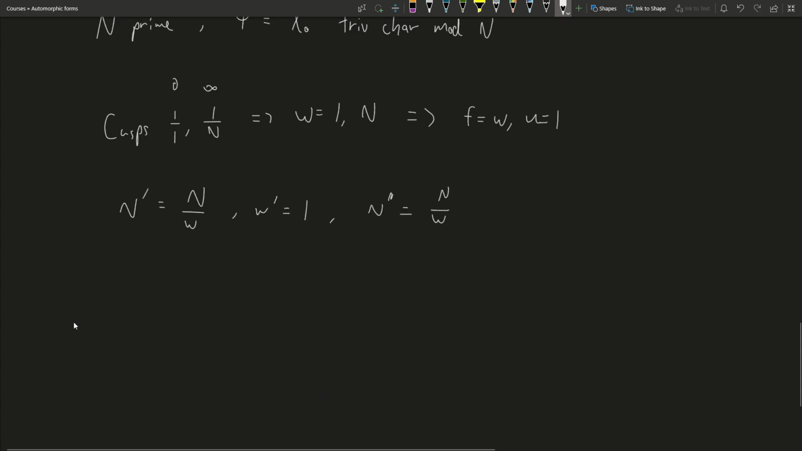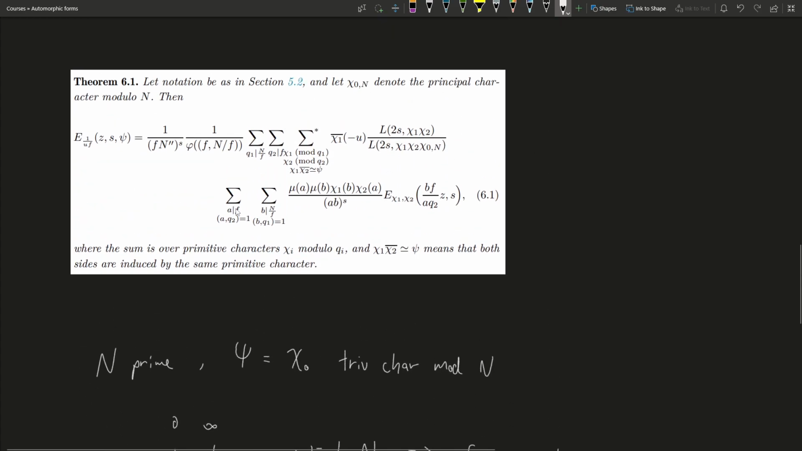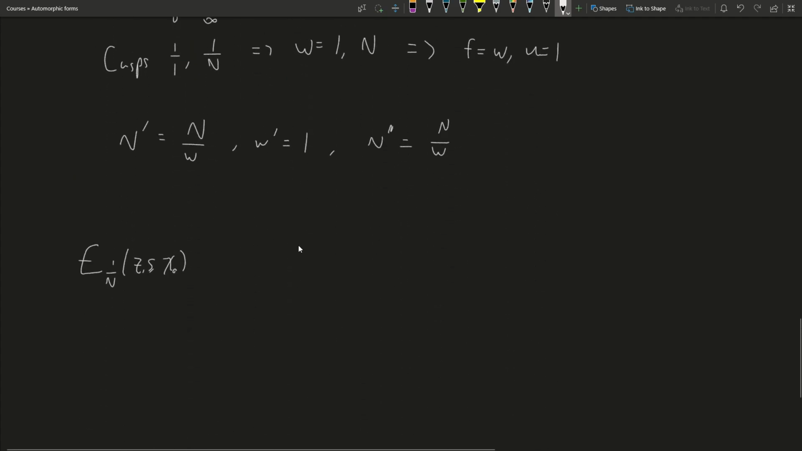So the Fourier expansion of E at 1 over n, with chi 0, per this formula, what's going to happen with these sums? Well, f is going to be w, so q1 and w is going to be n. So q1 is necessarily 1, so this sum is not going to appear. And this term here, this phi is the Euler totient function, and this argument is 1, as we discussed previously, so this term is not going to appear. So what do we end up getting?